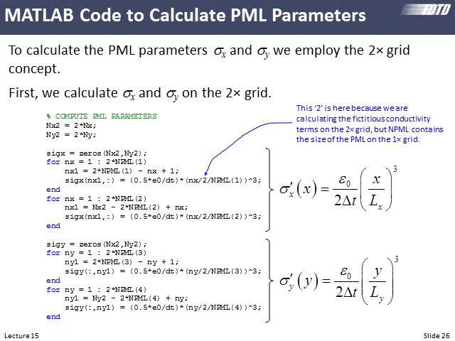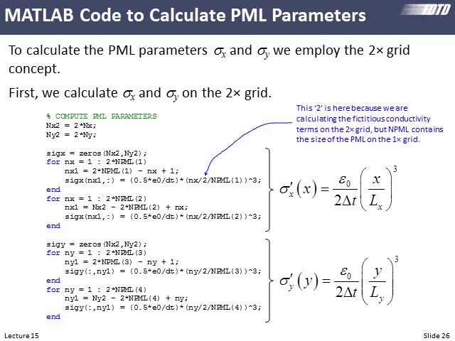So here's the MATLAB code to calculate these PML parameters. Essentially, we're going to have 2 2D arrays, one for sigma x, one for sigma y. So we need to populate a grid with this equation and also this equation. And so here's the MATLAB code for doing that. The trick here is we will eventually need to assign a sigma x and a sigma y to our different field terms. So we have this whole Yee-grid staggered problem to sort out. So what I like to do is calculate these sigma terms on the 2x grid.